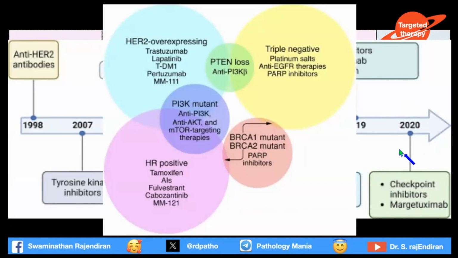All breast cancer, ductal, lobular, tubular, they all will be gone. And this is the molecular classification, which tells what treatment to do. For example, triple negative, it has to be platinum salts or anti-EGFR or PARP inhibitors. Like that, the whole classification of the breast will depend upon the molecular changes that are very helpful in therapy.